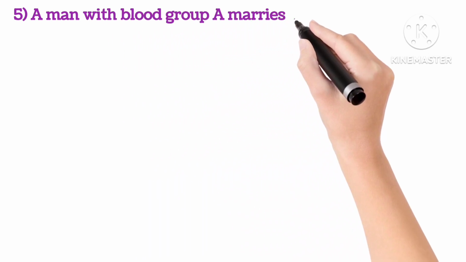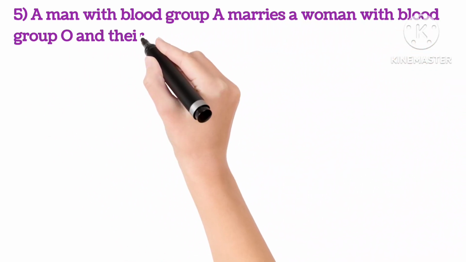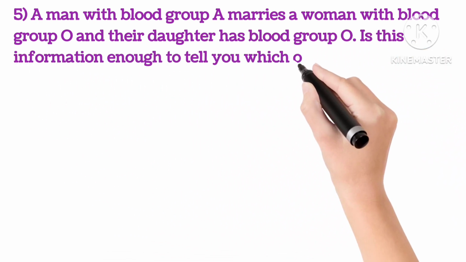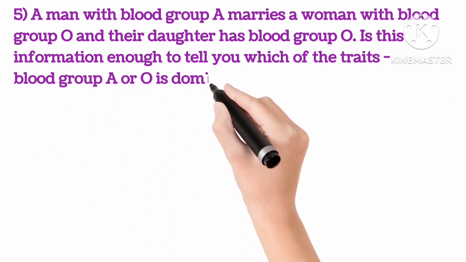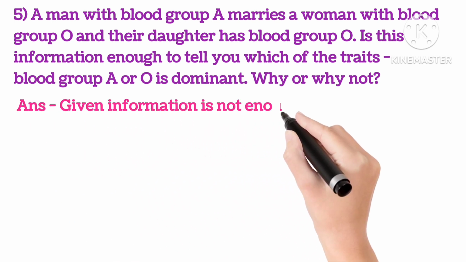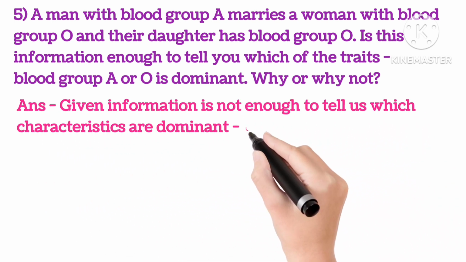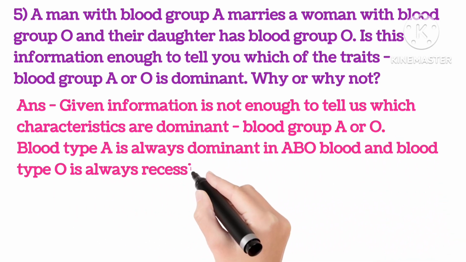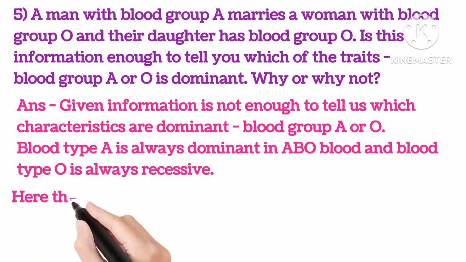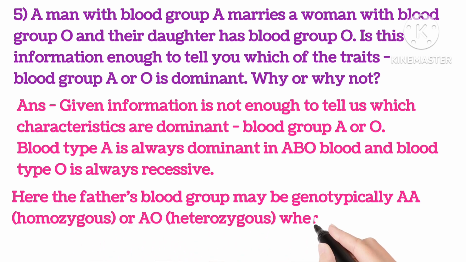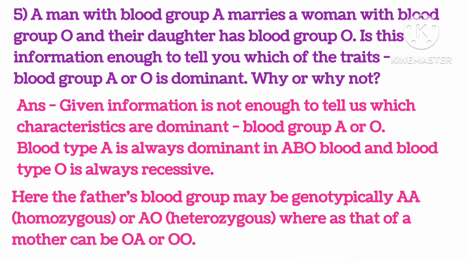Fifth, a man with blood group A marries a woman with blood group O and their daughter has blood group O. Is this information enough to tell you which of these traits, blood group A or O, is dominant? Why or why not? The given information is not enough to tell us which characteristic is dominant, blood group A or O. The father's blood group may be genotypically homozygous AA or heterozygous AO, whereas that of the mother is OO.